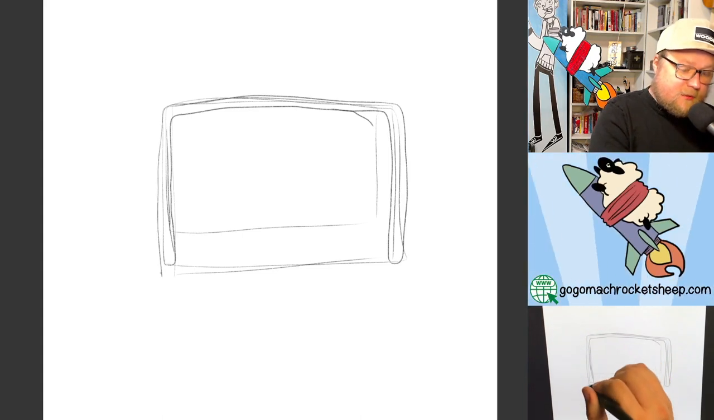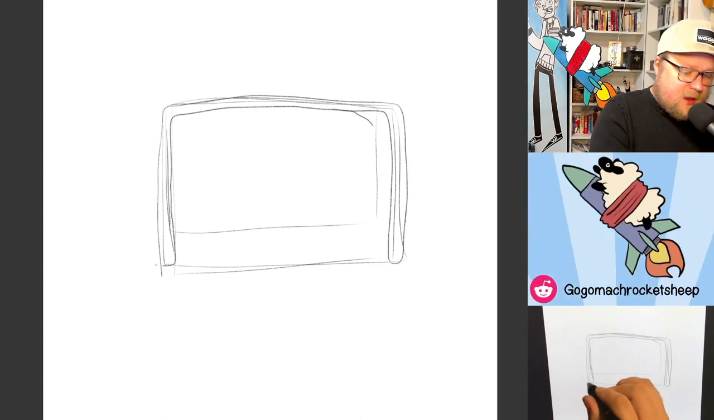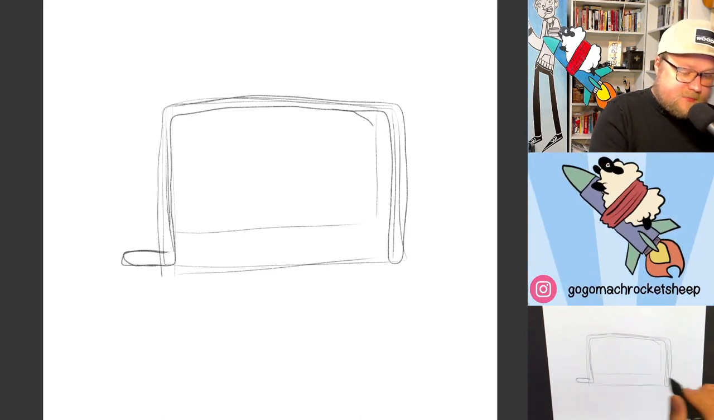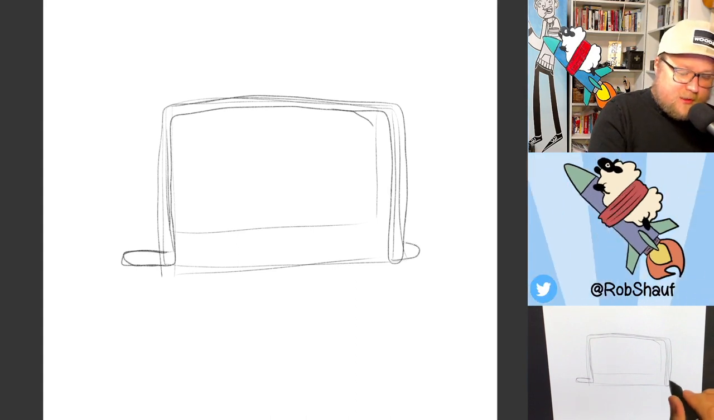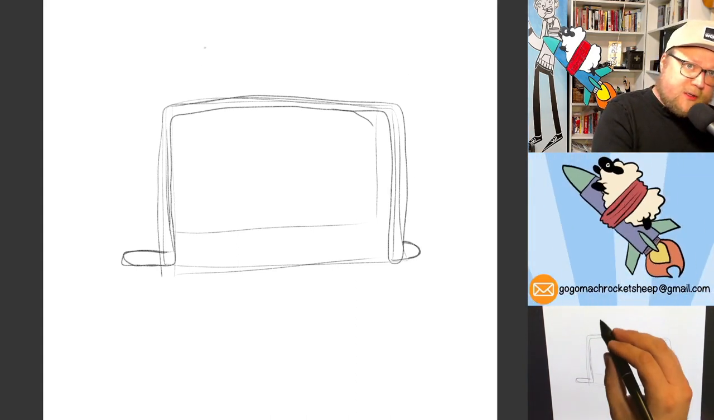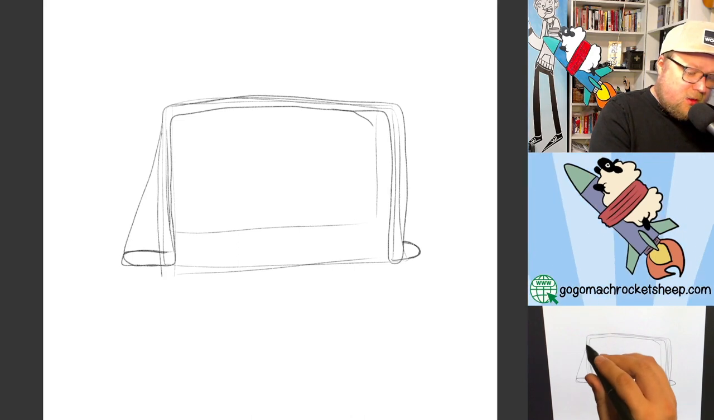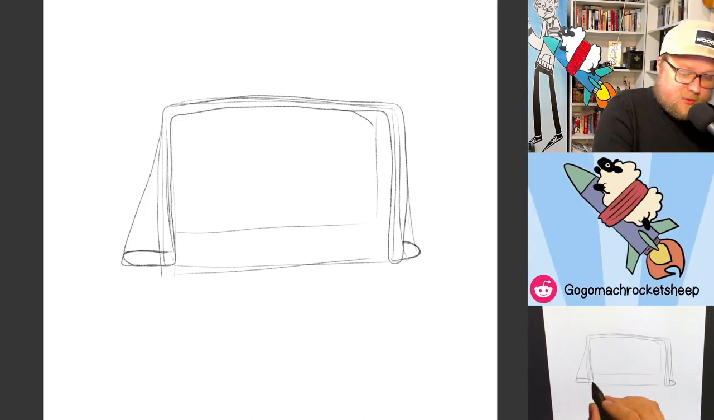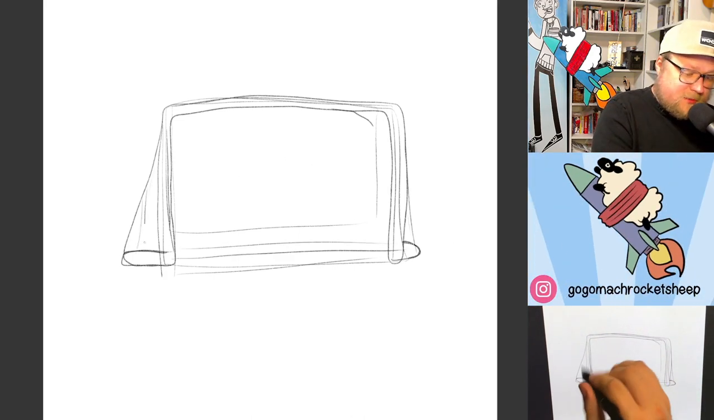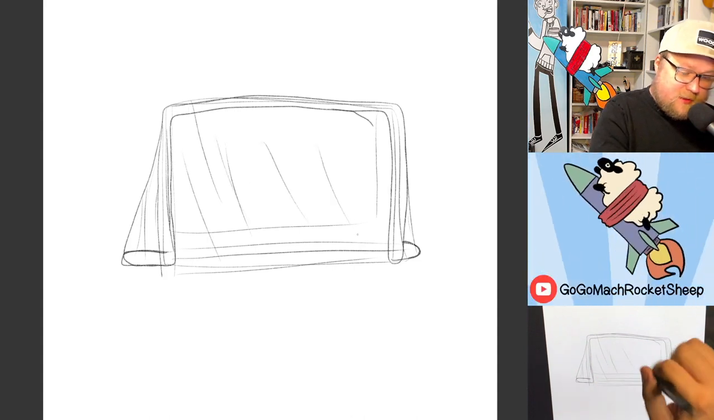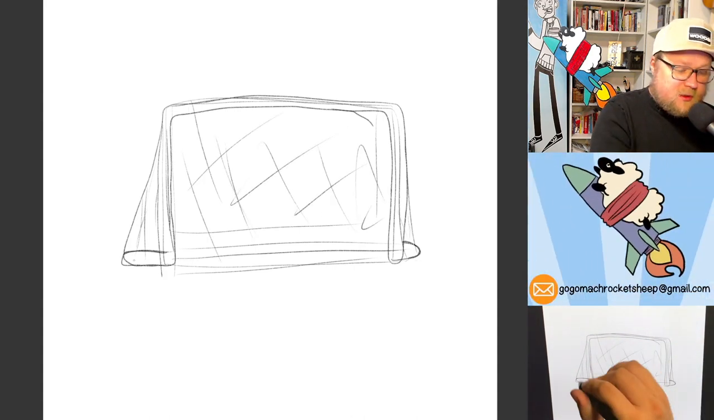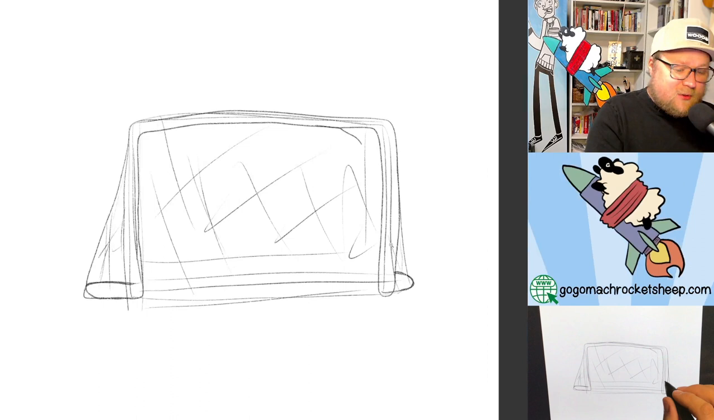I am looking at an image of a goalie just to remember what all of the equipment is, but I'm not going to be using it other than to just remember what stuff sort of looks like. I'm not going to be copying it per se. Okay, so here we have our net. Nice.